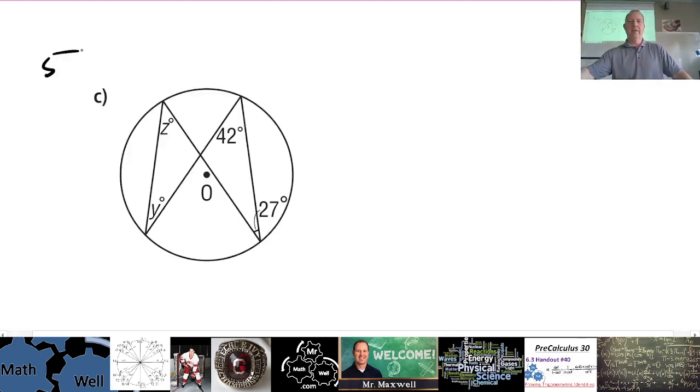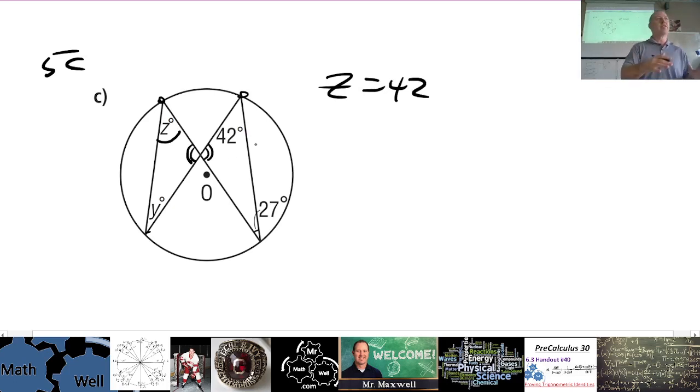All right, so this is number 5C, and we just learned this. This is the bow tie situation. So Z is 42. Why? Because they're inscribed angles subtending the same arc. So Z equals 42.